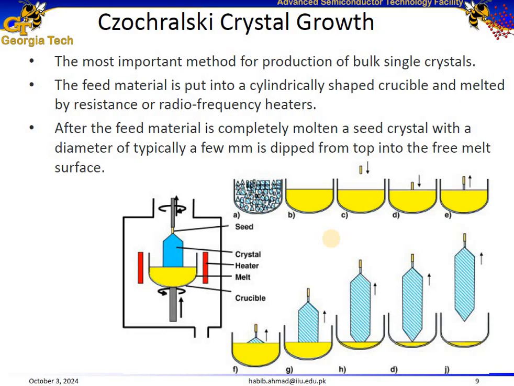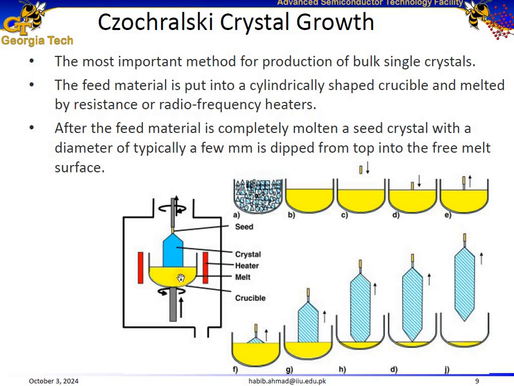Here is another depiction of the same process. The Czochralski process is critical for producing large, high purity single crystals, especially for materials like silicon used in the semiconductor industry. The feed material, for example silicon, is placed in a cylindrical crucible. You can see it over here. It's in granular form, placed inside this crucible, and then it's heated to above the melting point of silicon using either resistance heaters or radio frequency heaters surrounding the crucible.